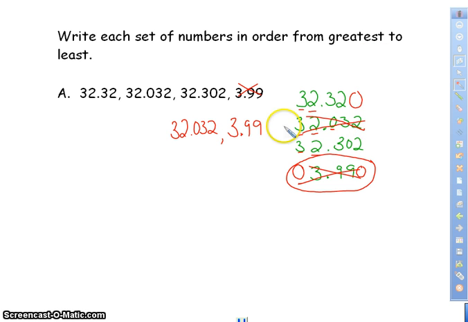And once again, this is greatest to least. That's why I'm working backwards. So it's larger than 3 and 99 hundredths, but smaller than these other two numbers that I have here. So I'm going to keep going. So my 3's were the same. Now I have a 2 and a 0. Well, the 2 rings a bell as being larger than 0, so that's my largest number in my set. So 32 and 32 hundredths is larger than 32 and 302 thousandths. Okay, so once again, by lining them up, it just makes it a little bit easier to determine their place value and which numbers are bigger or smaller.